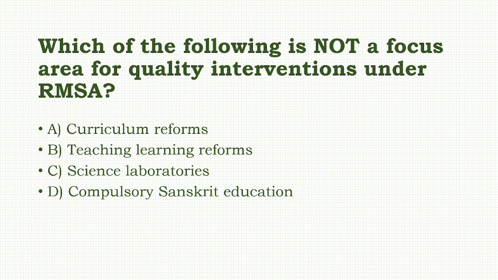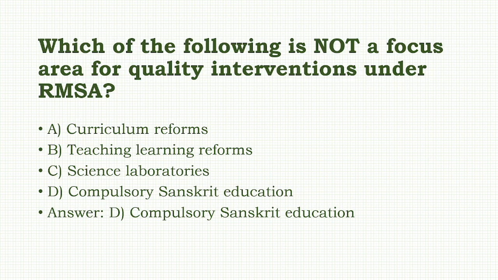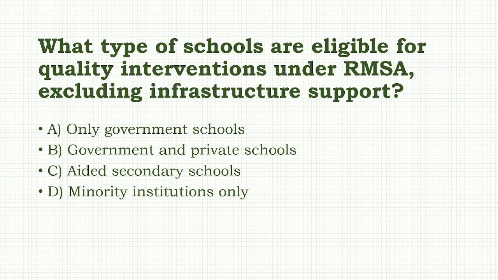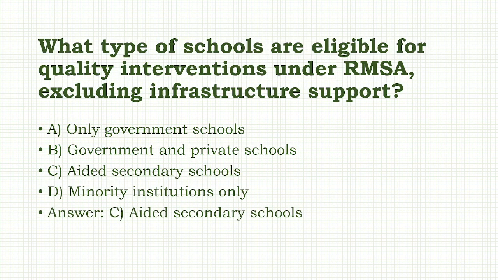Which of the following is not a focus area for quality intervention under RMSA? Option: curriculum reforms, teaching learning reforms, science laboratories, compulsory Sanskrit education. Answer of this question is option D, that is compulsory Sanskrit education. What type of schools are eligible for quality intervention under RMSA, excluding infrastructure support? Option: only government schools, government and private schools, aided secondary schools, minority institutions only. Answer of this question is option C, that is aided secondary schools.